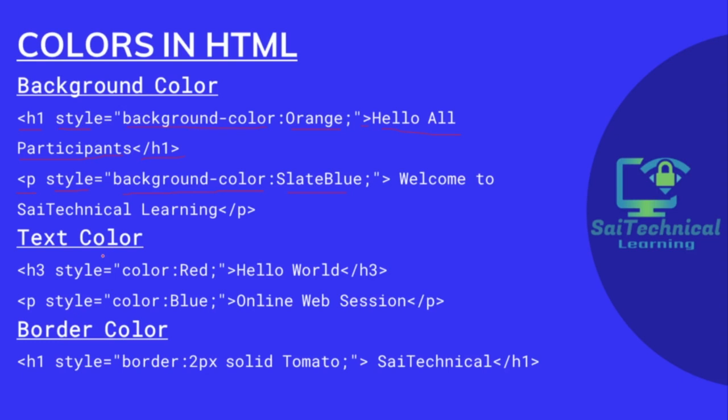Similarly you can provide colors to the text. For providing color to the text we require a particular tag followed by the style attribute. Now we require the color property instead of the background-color property, followed by its value, red. So here the "hello world" will receive the color red. Same thing, we can provide the text color to a paragraph with the style attribute and its property color and its value blue.